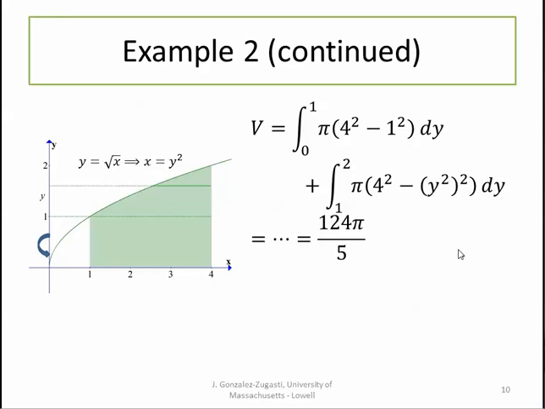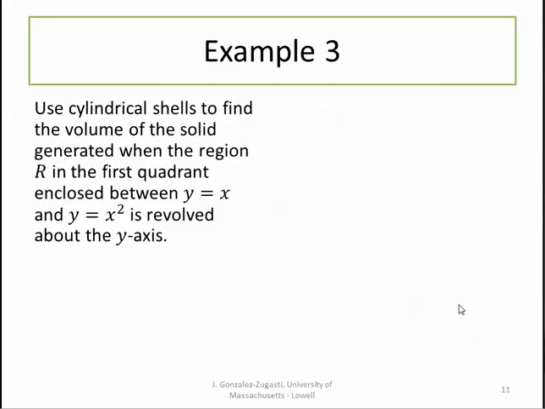So the answer is equal to 124 pi over 5, which, thank goodness, is the same as the previous example. We wouldn't want to have two different answers for the volume. So now let's do another example.